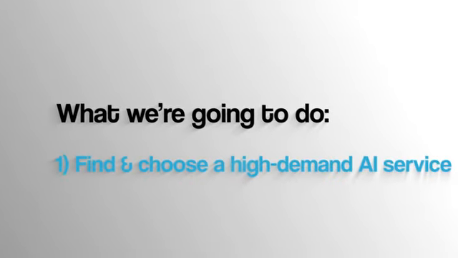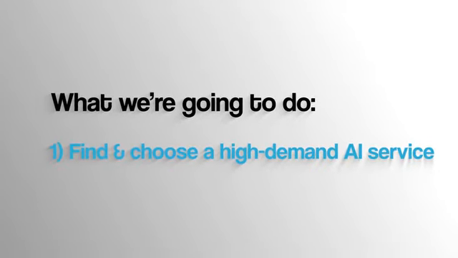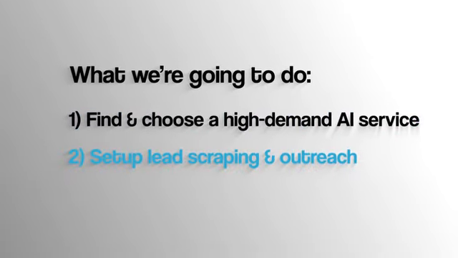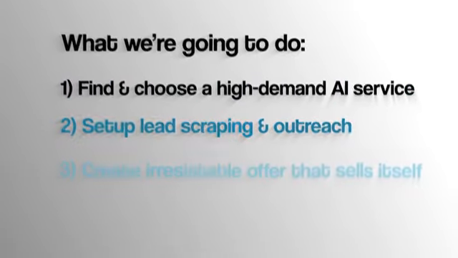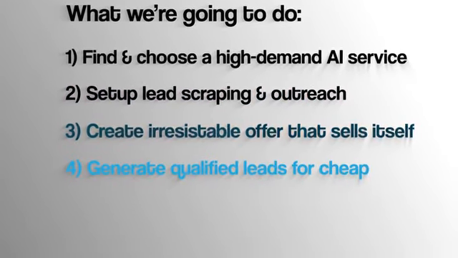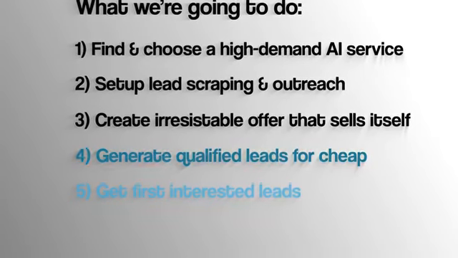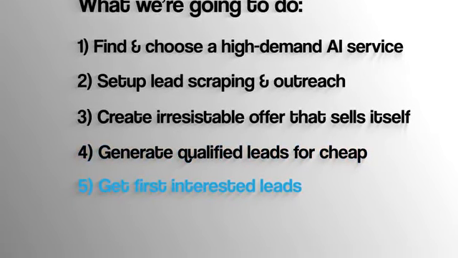We're going to start by finding and choosing a high-demand AI service that clients are pretty desperate for right now. I'm then going to set up my lead scraping and outreach infrastructure in just a few minutes. Then I'm going to create an irresistible offer that practically sells itself. I'm going to generate qualified leads using 2 proven methods that cost very little in the grand scheme of things. And then finally, I'm going to generate my very first interested leads using these methods.